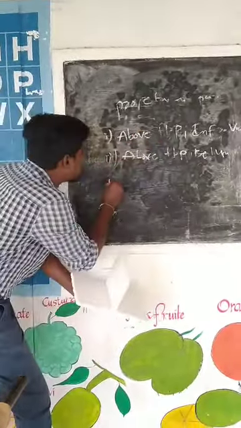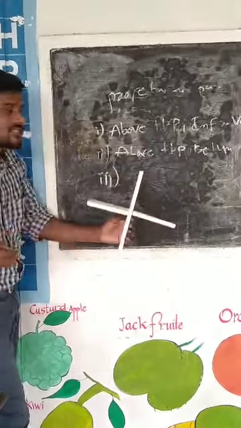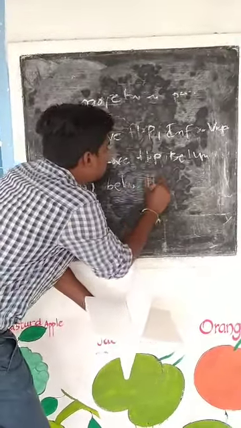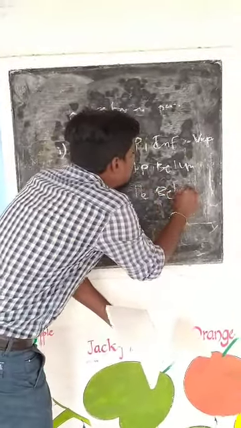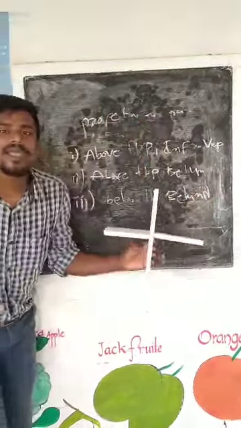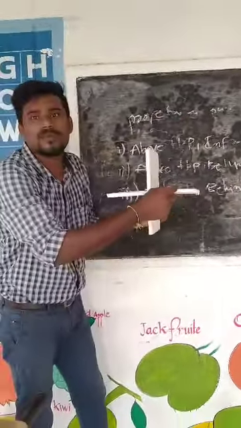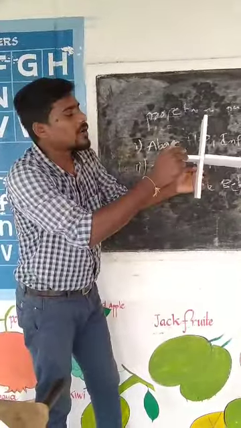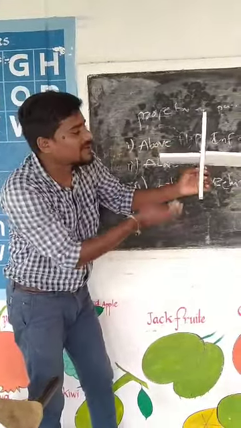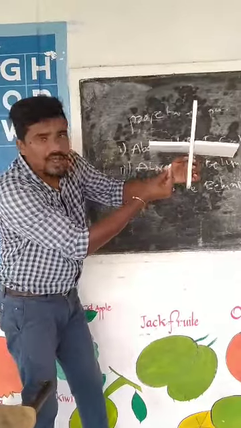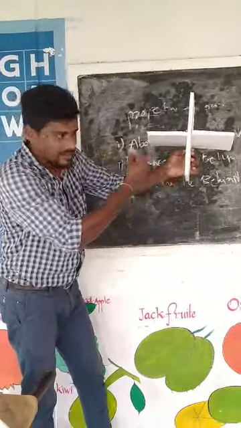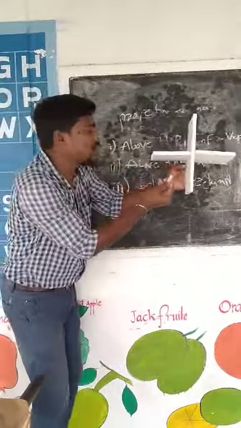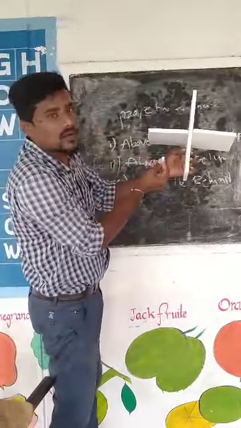Next, third condition: below the HP and behind the VP. HP means horizontal plane, VP means vertical plane. Below the horizontal plane and behind the vertical plane, that means the point lies in the third quadrant.